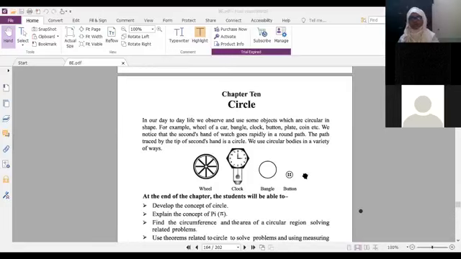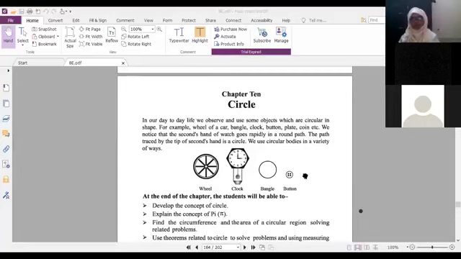Just like this. You notice that the second hand of a watch goes rapidly in a round path. The path traced by the tip of the second hand is a circle. Now, our today's chapter is circle.